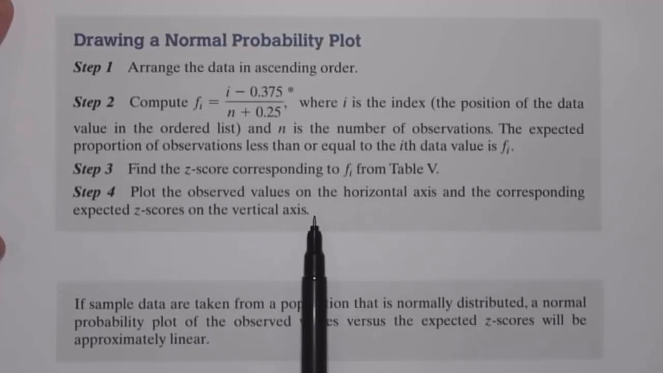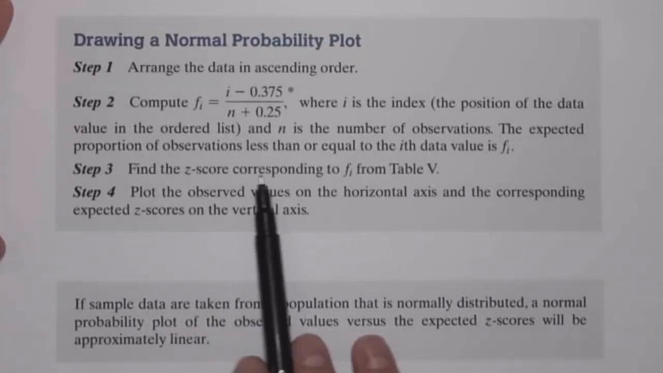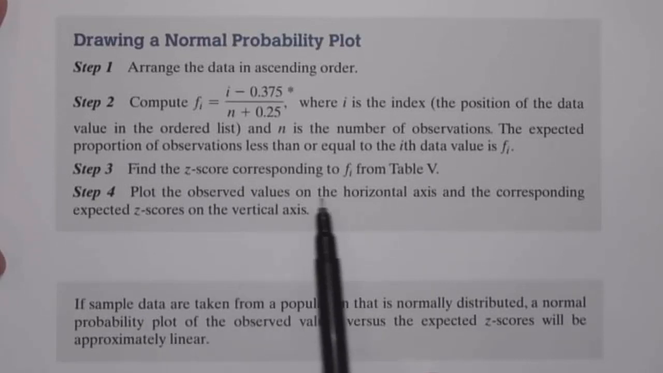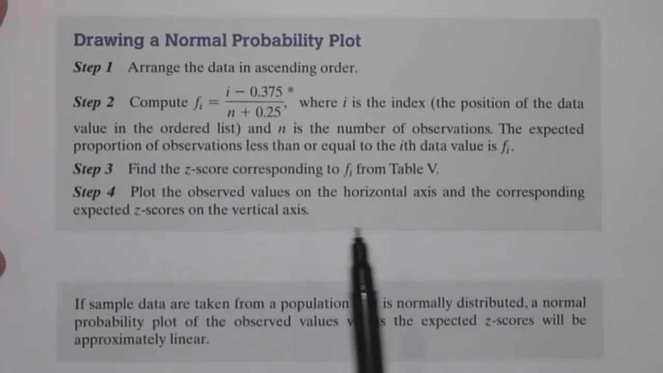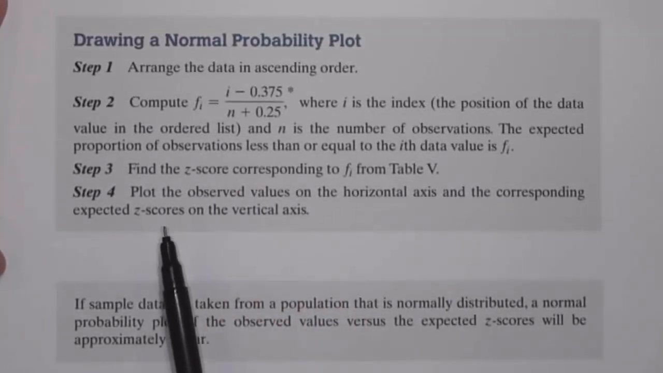So we're going to create ordered pairs by using the actual data value and then the expected z-score. Now, if the sample data are taken from a population that's normally distributed, then a normal probability plot of the observed values versus the expected z-scores will be approximately linear. In other words, these points should be linear if the data comes from a normal distribution. If the points aren't linear, then the data probably don't come from a normal distribution. Of course, there's never going to be perfection, so the points will never be perfectly linear. We just need them to be approximately linear. So let's look at an example.